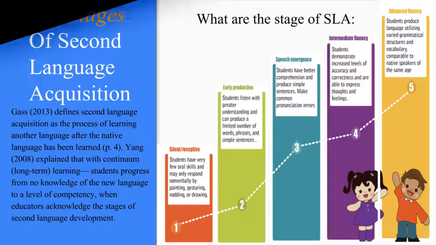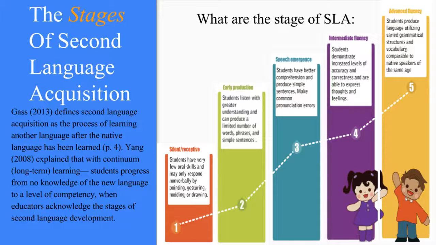Now, before we begin modeling, showing instruction, and really developing our children's English vocabulary, we have to figure out what stage they're in second language acquisition. Now, GAS defines second language acquisition as the process of learning another language after the native language has been learned. There are 5 stages: silence, early production, speech emergence, intermediate fluency, and advanced fluency.